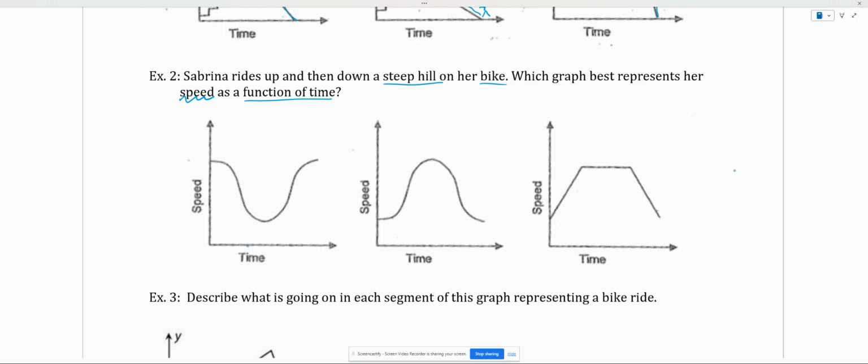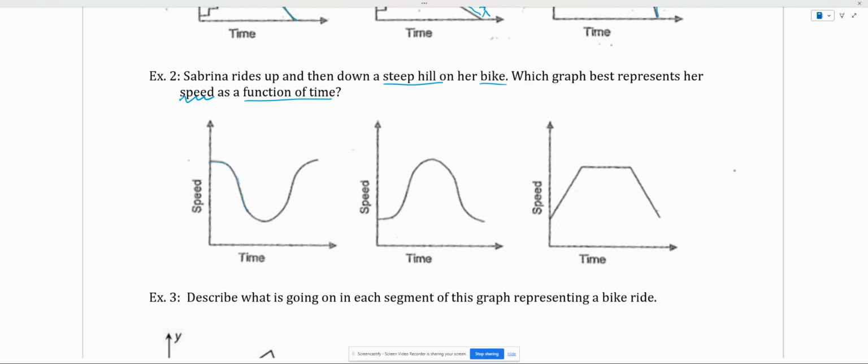But as time goes on here, we see how speed changes. So, what makes the most sense? Well, let's just think first. Sabrina rides up, and as you ride up a hill, you generally would go slower than when you go down. So if we look at Sabrina's speed here in the first diagram, her speed is quite fast, and then her speed is decreasing.